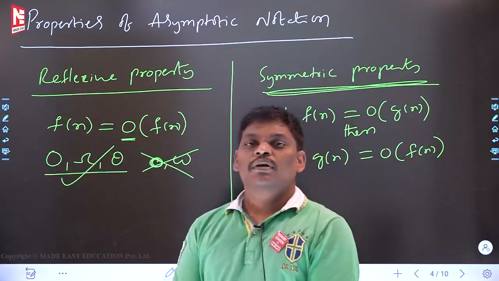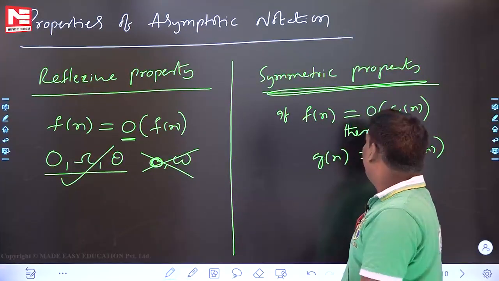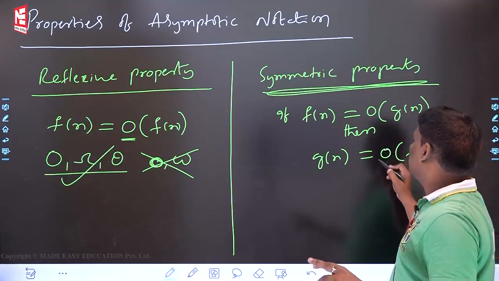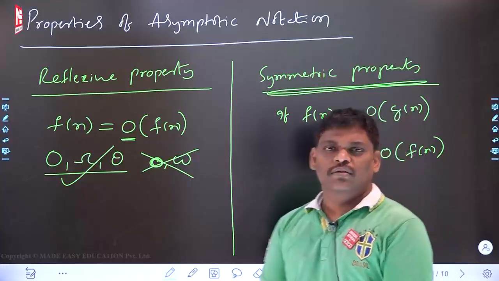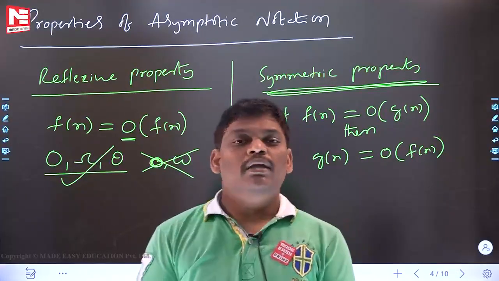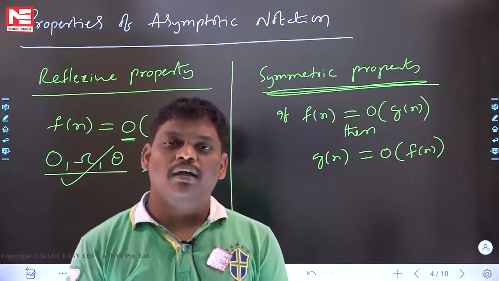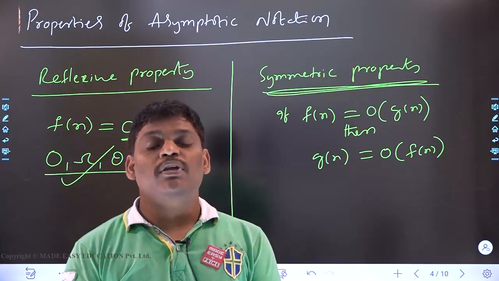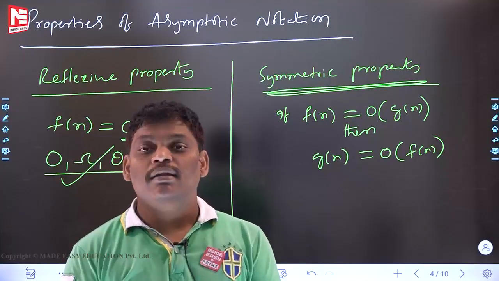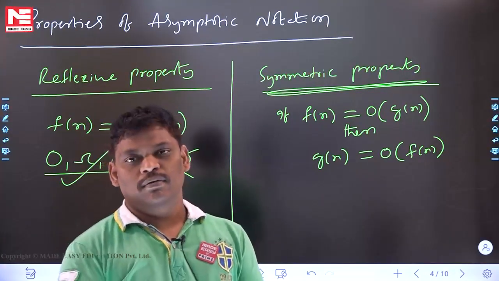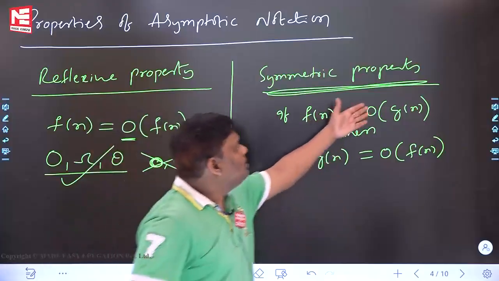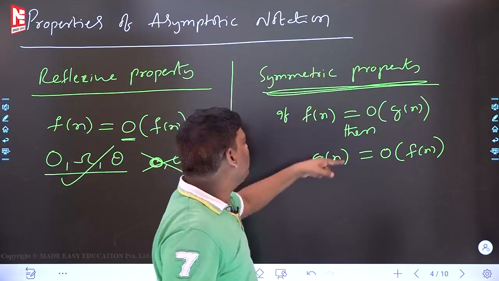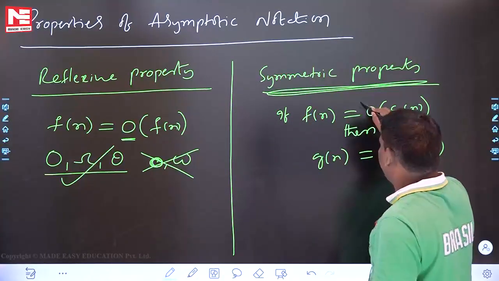Now, assume f of n is big O of g of n is true. Then is g of n big O of f of n true or false? I think there is no meaning in this. Comparing f and g, if someone says g is bigger, then how can I say f is bigger? The first statement says g is bigger, the second says then f is bigger. There is no meaning in that. So the symmetric property, big O doesn't satisfy.